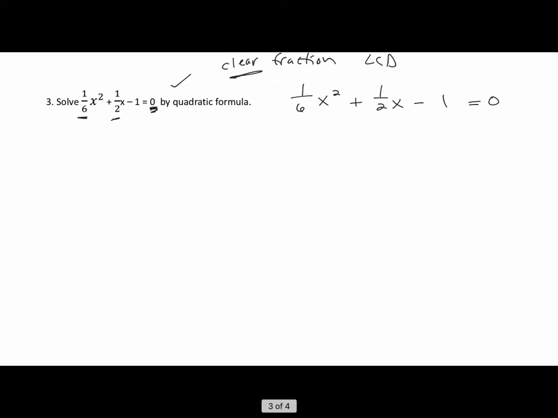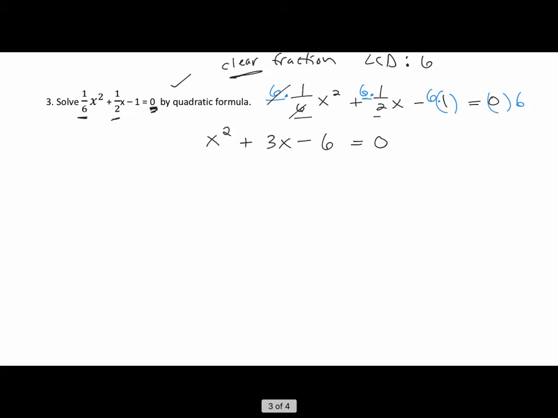I need the least common denominator of all denominators. So between 6 and 2, least common denominator is 6. And then I'm going to take that and multiply it to each of those terms. So 6 times 1/6, 6 times 1/2. Don't forget all the other terms too, 6 times 1, and 6 times 0 on the other side. So that 6 is going to divide completely for the first term, leaving just 1x squared. That second term, 6 divided by 2 is 3x. The last term, 6 times 1 is 6. And on the other side, 0 times anything is still 0.